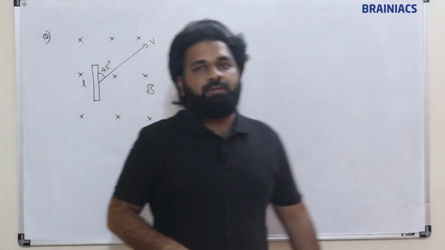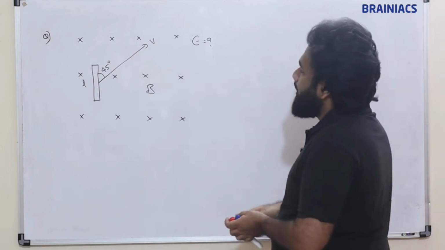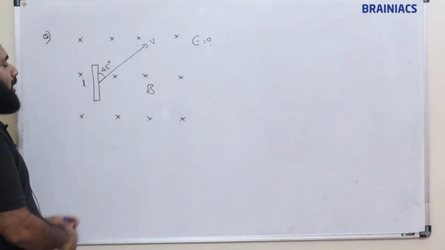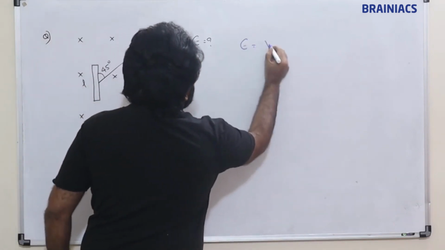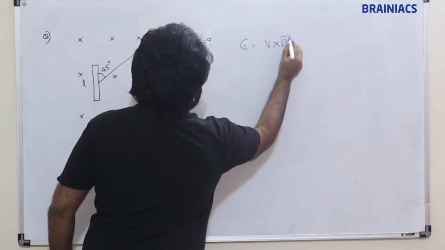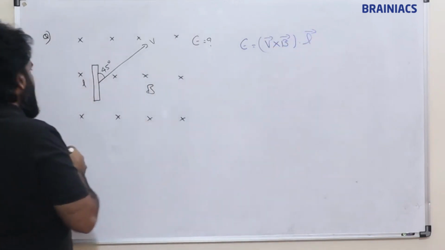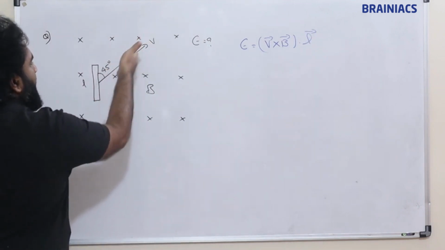Take another question, children. So here you can pause the screen and try for yourself. Okay, try for yourself, then verify the answer. So E is equal to V cross B dot L vector. So what is V cross B? So this is the direction of B, this is the direction of V.